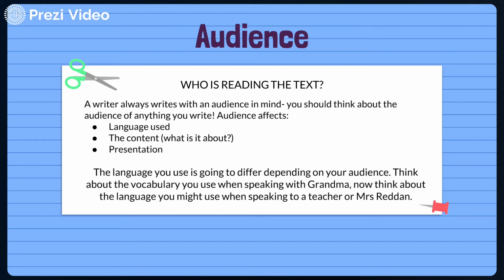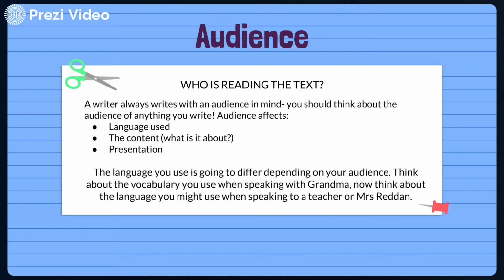Who is your audience? A writer always writes with an audience in mind. You should think about the audience of anything you write. Audience will affect the language used, the content, what is your letter about, and the presentation of your letter.